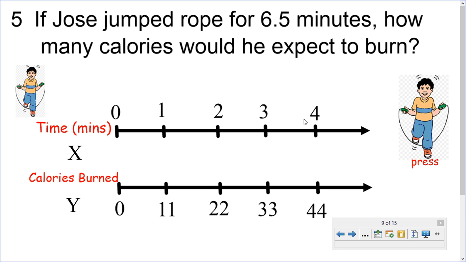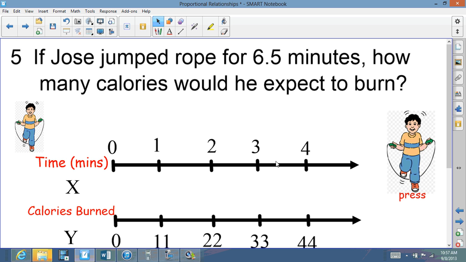How would you expect him to get 6.5 minutes worth of calorie burns? So how much calorie burning do you think he would do? What do you think? What should we do? Well, if you said multiply, that's right. Let's get our calculator out.